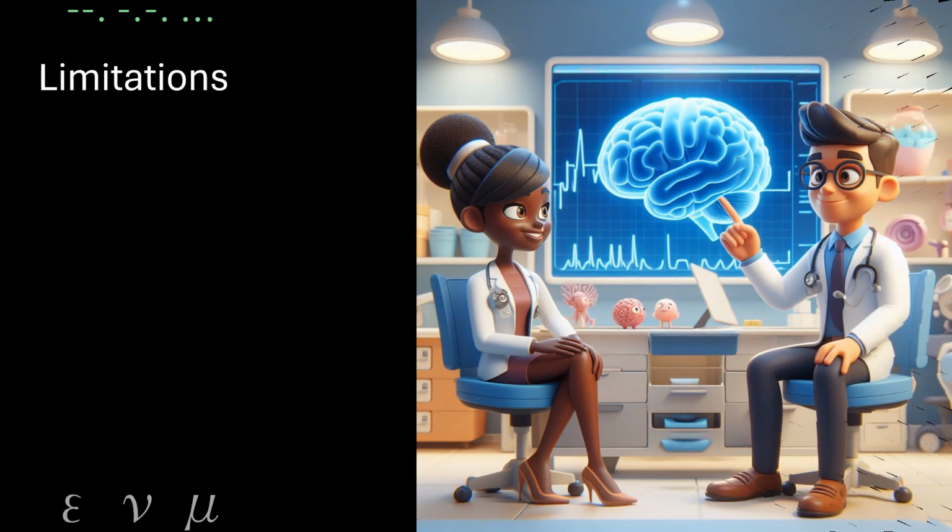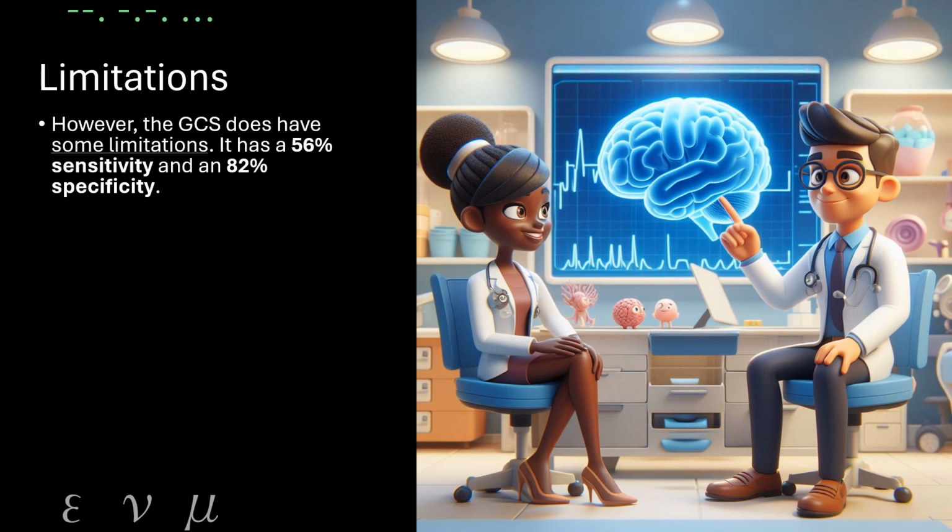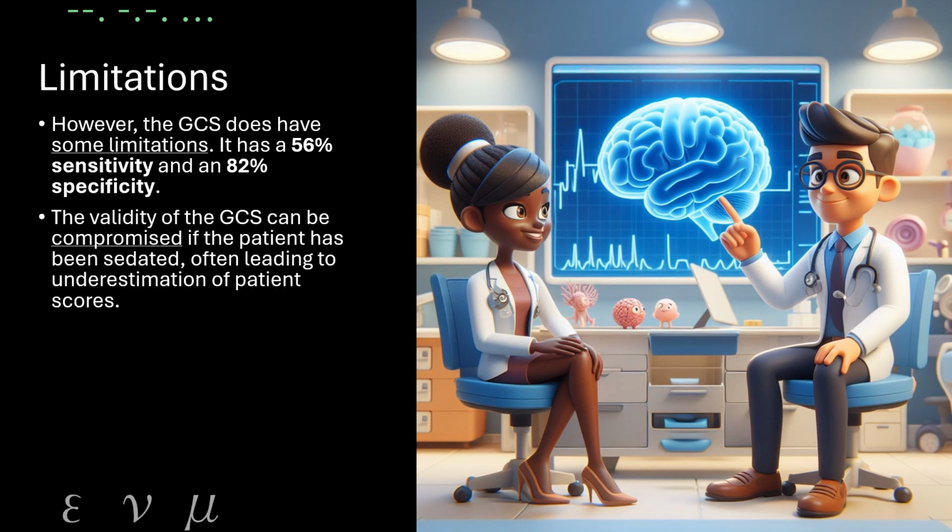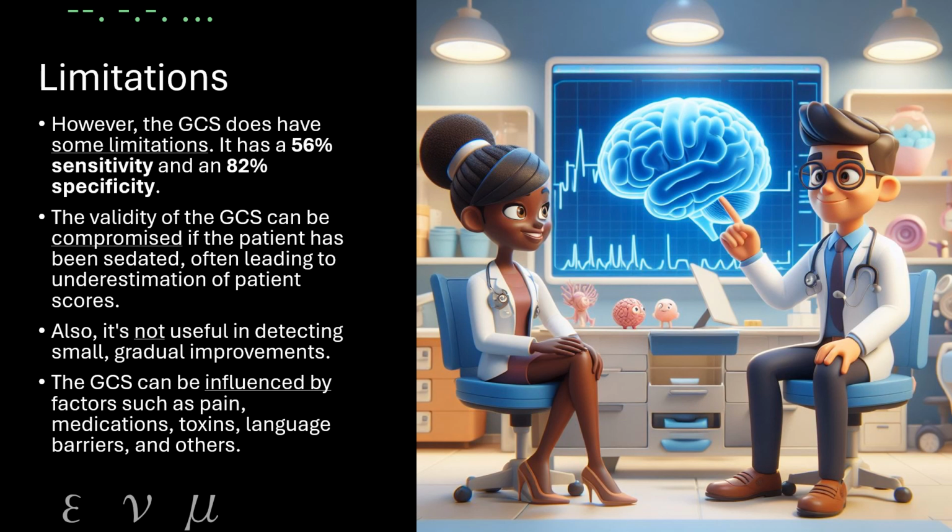However, the GCS does have some limitations. It has a 56% sensitivity and an 82% specificity. The validity of the GCS can be compromised if the patient has been sedated, often leading to underestimation of patient scores. Also, it's not useful in detecting small, gradual improvements. The GCS can be influenced by factors such as pain, medications, toxins, language barriers, and others.